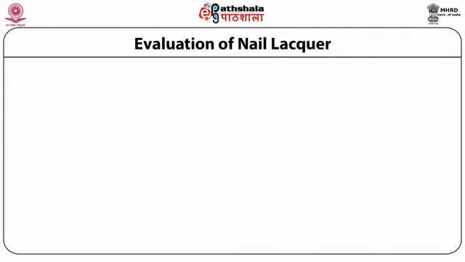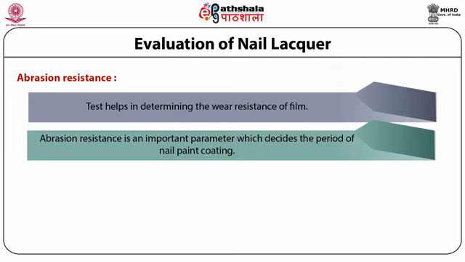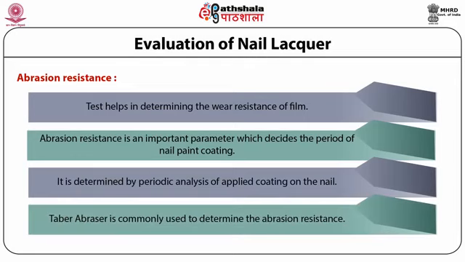Once a nail lacquer has been formulated, it is evaluated for various parameters. The first one in this category is abrasion resistance. This test helps in determining the wear resistance of the film. Abrasion resistance is an important parameter which decides the period of nail paint coating. It is determined by periodic analysis of applied coating on the nail. The Taber abraser is commonly used to determine the abrasion resistance.